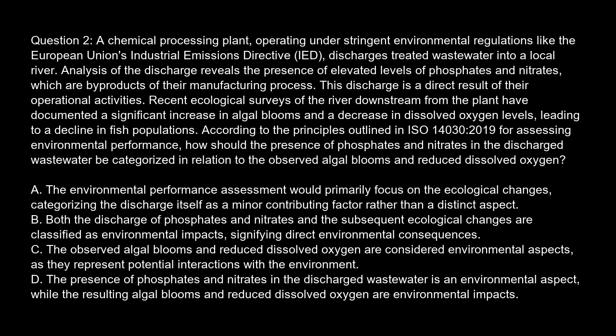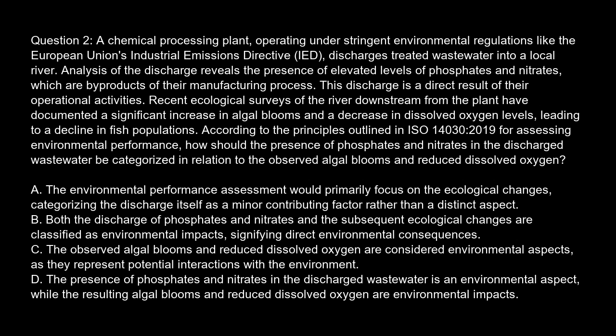Question 2. A chemical processing plant operating under stringent environmental regulations like the European Union's Industrial Emissions Directive (IED) discharges treated wastewater into a local river. Analysis of the discharge reveals the presence of elevated levels of phosphates and nitrates, which are byproducts of their manufacturing process. This discharge is a direct result of their operational activities.